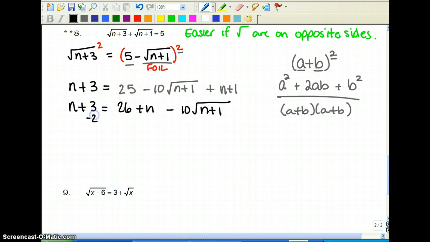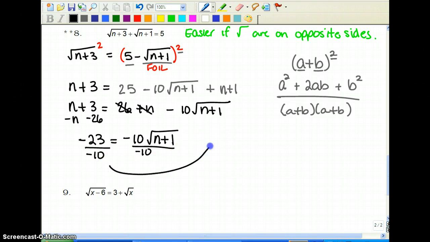So I'm going to subtract 26 and I'm going to subtract the n. So these guys would move. Oh, that cancels, so that's nice. So negative 23 is equal to negative 10 times the square root of n plus 1. Divide by negative 10, and we've got 23 over 10 is equal to root n plus 1.